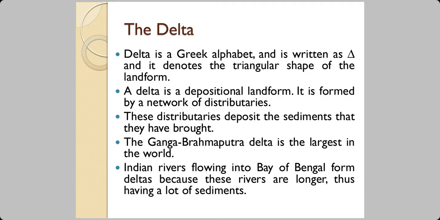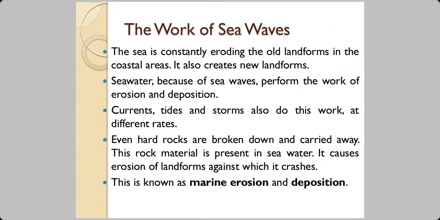Indian rivers flowing into the Bay of Bengal form deltas, but the rivers flowing into the Arabian Sea on the other side do not form deltas. Do you know why? Because the Indian subcontinent is a little bit tilted towards the Bay of Bengal, and that makes these rivers longer. And because they are longer, they contain a lot of sediments, and the slope is gentle. When they reach the Bay of Bengal, they start depositing the sediments which they have brought, and that forms a delta. Now we look at the work of sea waves.